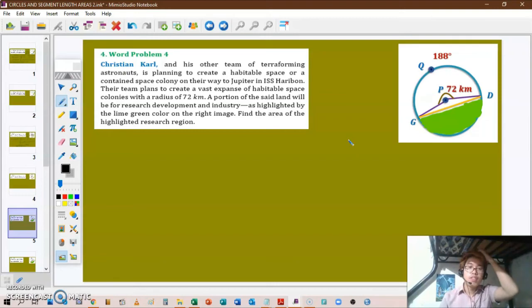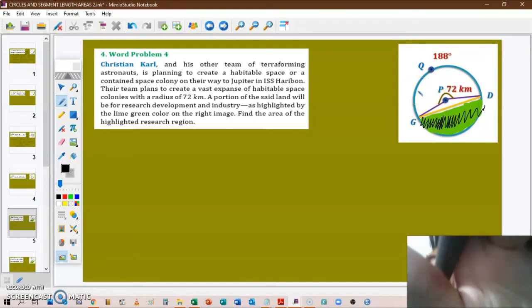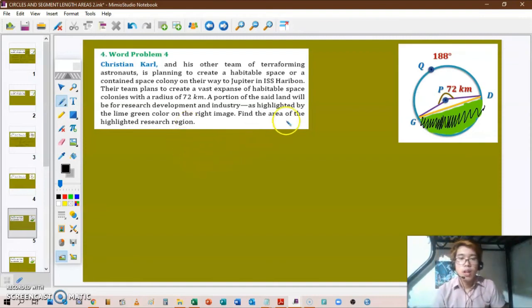So a portion of the said land will be for research and development, as highlighted by the lime green color. So this portion is going to be for research and development, and also for industrial and sustainable processes, as highlighted by the lime green color on the image on the right. So we need to find the area of this given segment. For this one, guys, this is going to be quite simple.